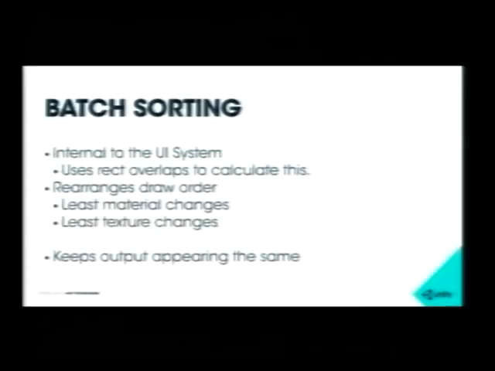This brings us to the next point, which is batch sorting. Sorting is a concept internal to the UI system, and what it does is it uses rectangular overlaps to calculate what can batch together. For a given set of input render commands, Unity will attempt to rearrange the draw order to achieve the least material changes and the least texture changes, essentially breaking the batch as little as possible. The biggest restriction of this is that the output needs to appear the same as the input.